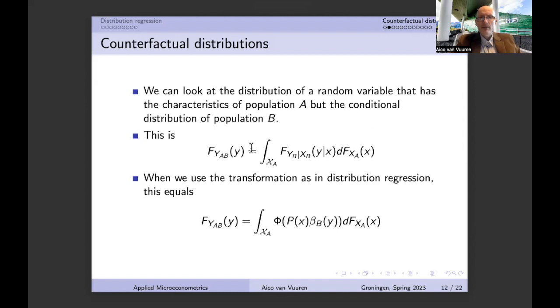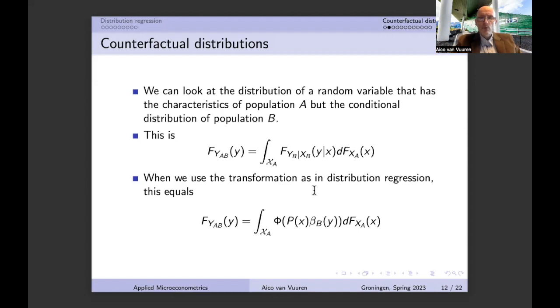By construction it is equal to the integral over the characteristics of the A population, because we have here the characteristics of the A population. We integrate over the distribution function of the B population, but still with respect to the density of the A population. This is by definition the distribution that we expect at the moment that the A population has the characteristics of the A population, but is paid in terms of the B population.